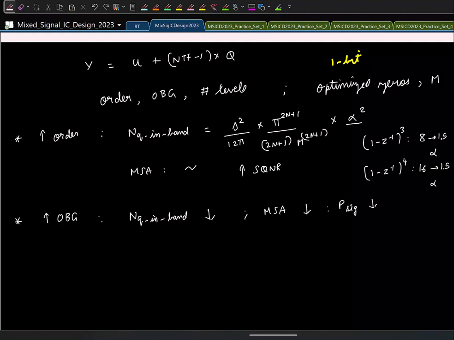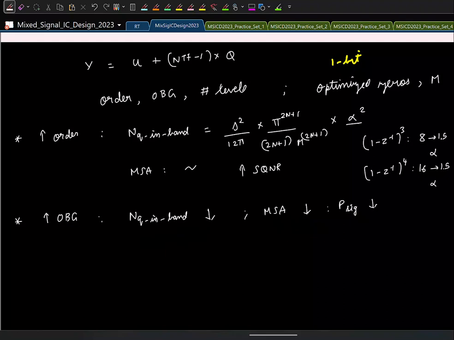So now you see my noise power reduces, but the maximum signal power also reduces, right? If you take the ratio, it all depends on which is dominated by what. Also, you can't go crazy and increase the OBG by a lot, then your MSA will even be zero, right? So this actually depends on a case by case basis. If you have a small increase in the OBG, you'll have a benefit. MSA will not change a lot, but this guy will reduce. So for a small increase in OBG, it is okay.